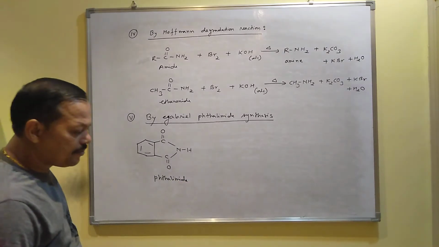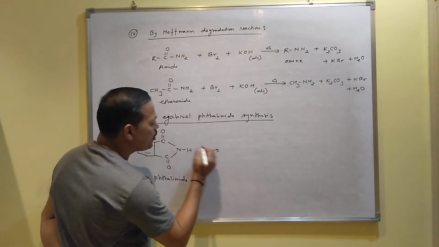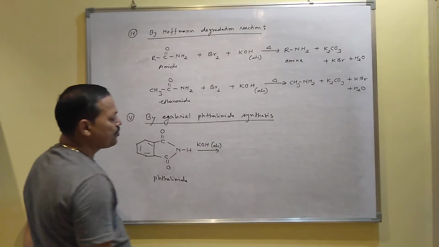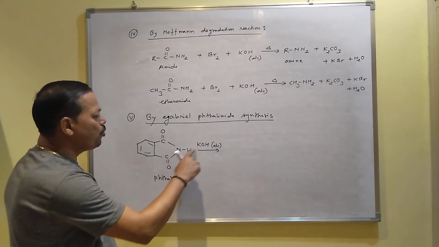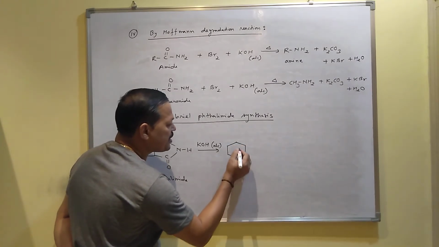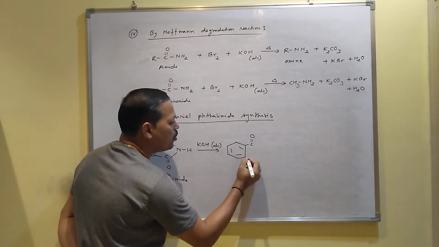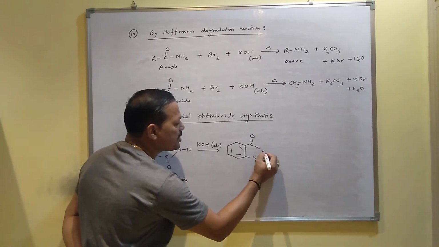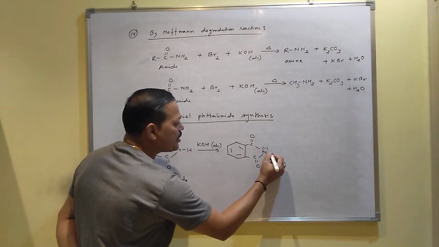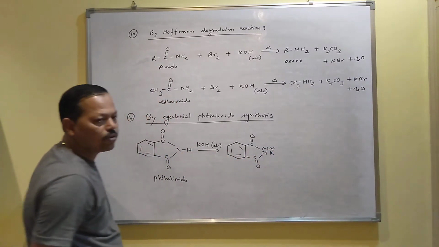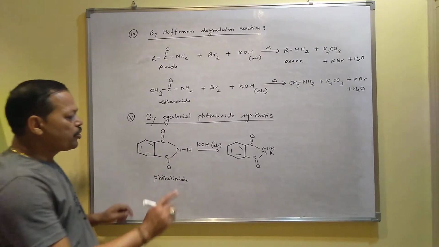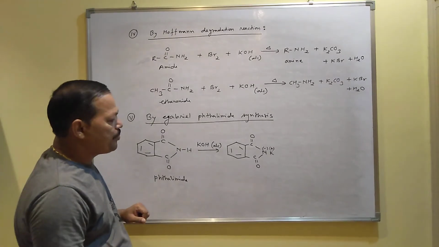When this phthalimide reacts with potassium hydroxide, which should be alcoholic, the hydrogen and OH combine to form water, and in phthalimide the other part remains the same, C double bond O, C double bond O, and this is N. When hydrogen is released as H plus, nitrogen will be N minus, and potassium combines with this to produce a salt. So the reaction takes place only in this position, and the other part remains the same. So it forms the potassium salt of phthalimide.